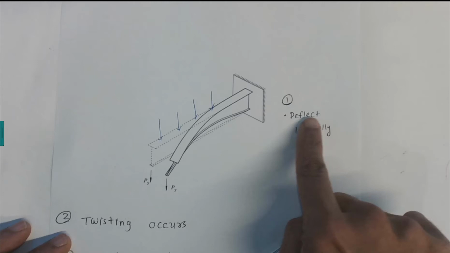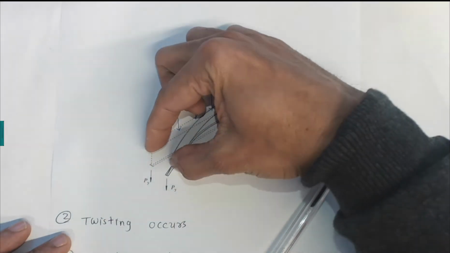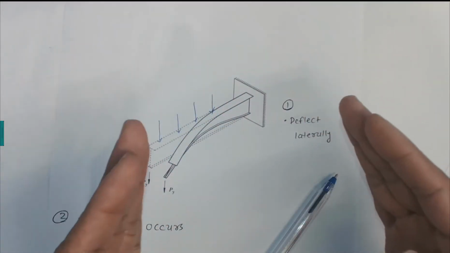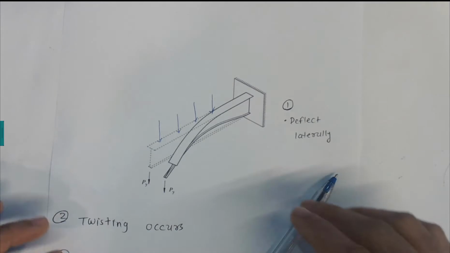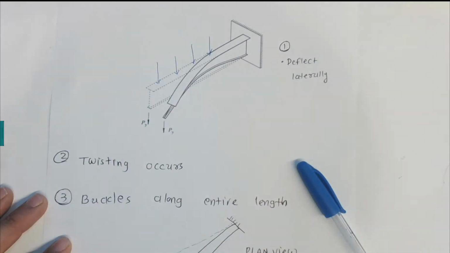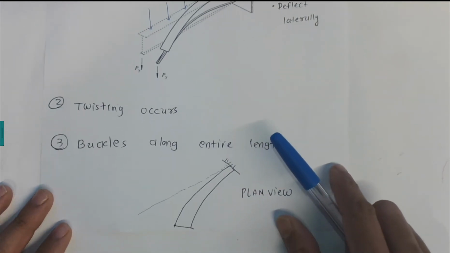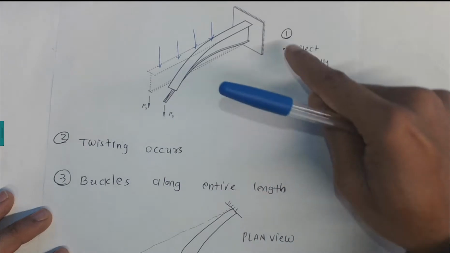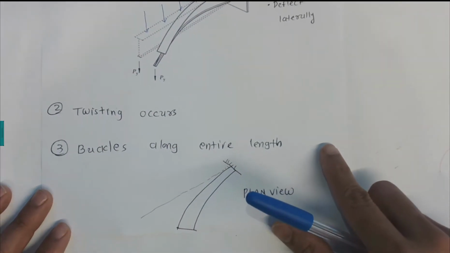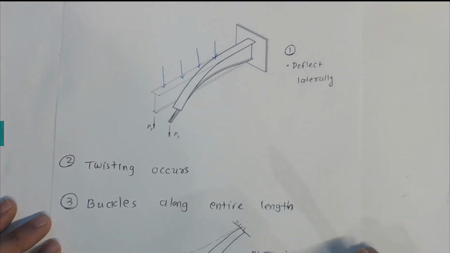So in one scenario we can say deflection laterally. Laterally means this is the lateral deflection. As you can see, this is longitudinal deflection and this one is lateral deflection. So this lateral deflection happens. Twisting also occurs. As you can see, the beam twists and buckles along the entire length. If I draw the plan view of this one, you can see this whole length buckle in that fashion. So that's the characteristic of flexure torsional buckling.